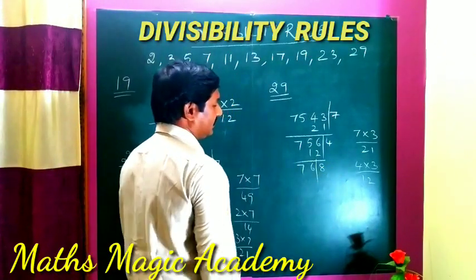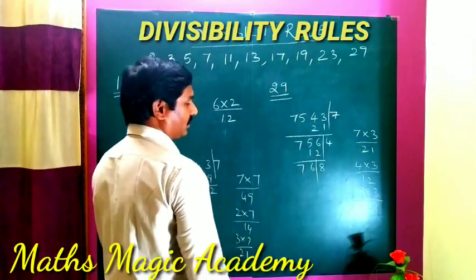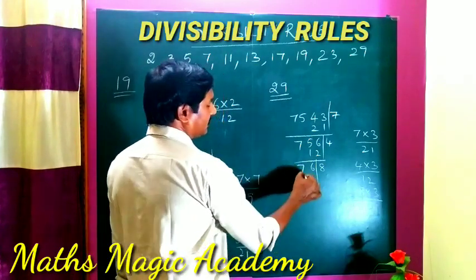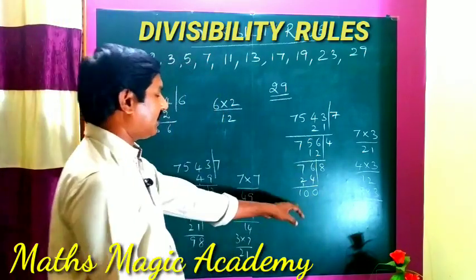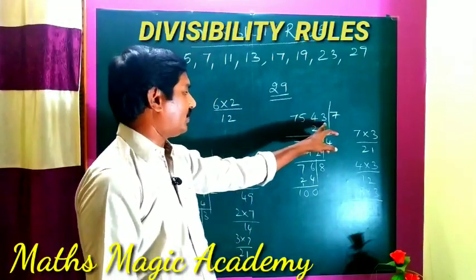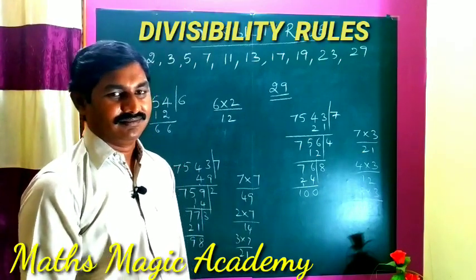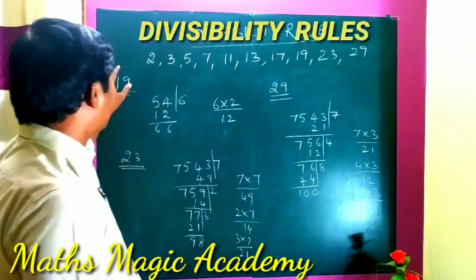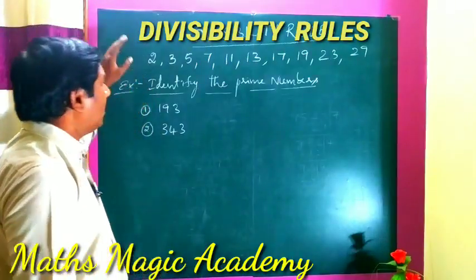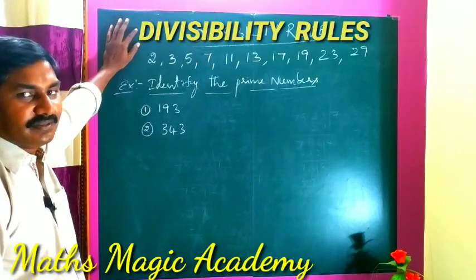Again the last digit is 8... Again the last digit is 7. This 7 into 3 is 21... This 24, if we add to the remaining digits, what are we going to get? 100. This 100 is not a multiple of 29. So we can say this 75,437 is not divisible by 29. So these are the divisibility rules of the first 10 prime numbers. Up to now we discussed the divisibility rules of the first 10 prime numbers.